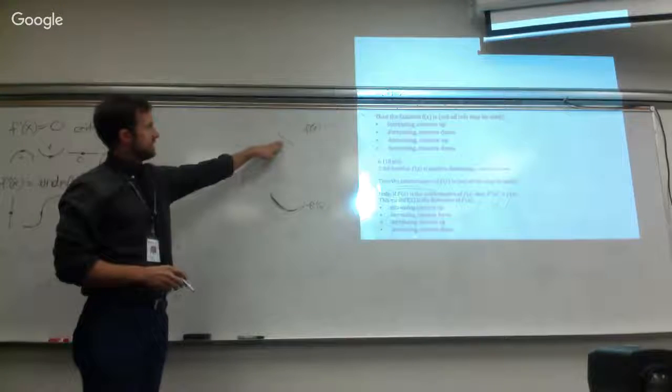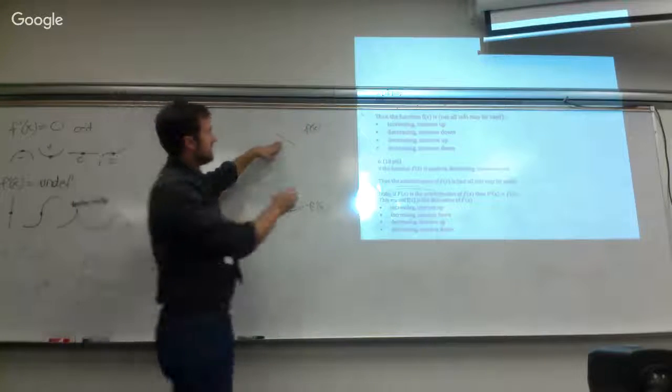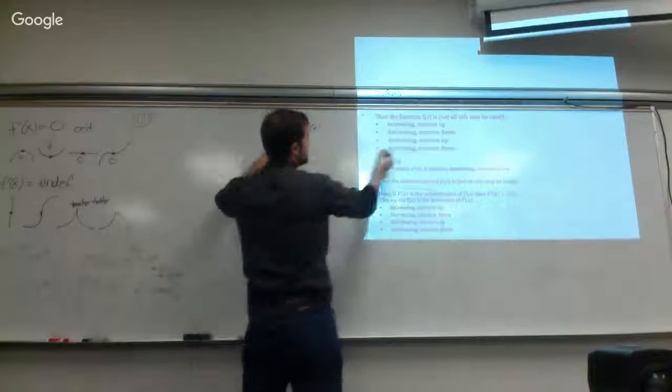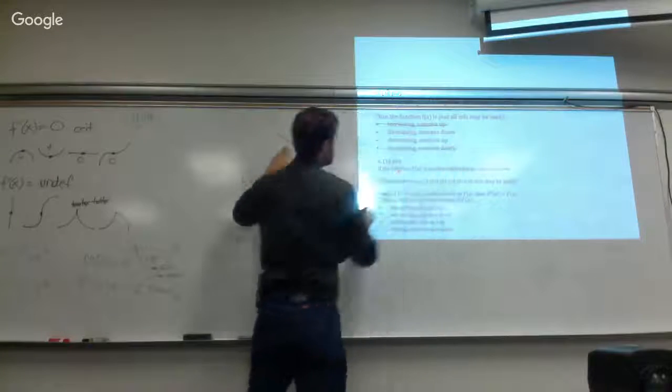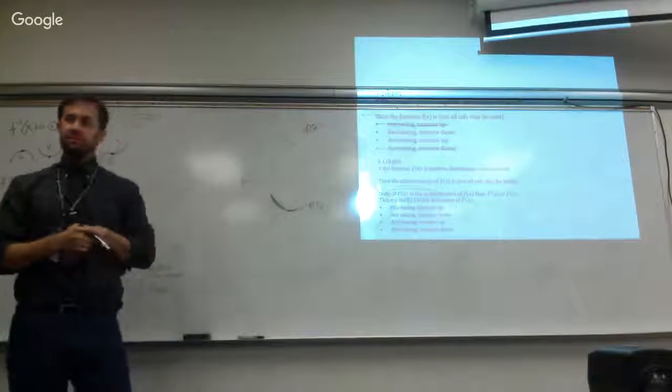Well, let's take a look at our options. At the very least, we already know that the function is decreasing. So we can cross out A and D. Right? We know it's that.